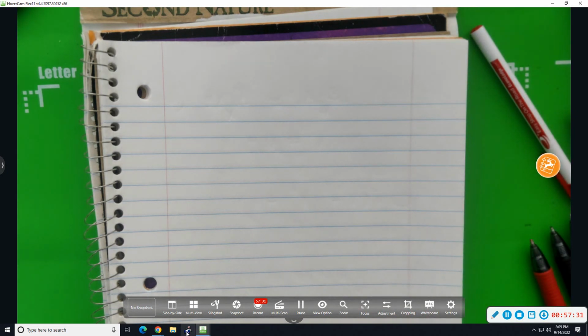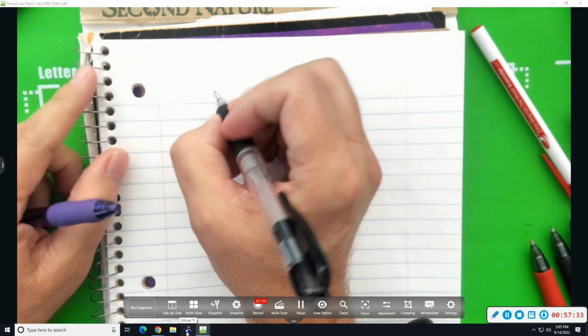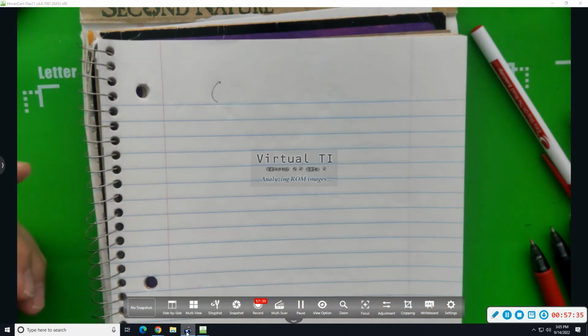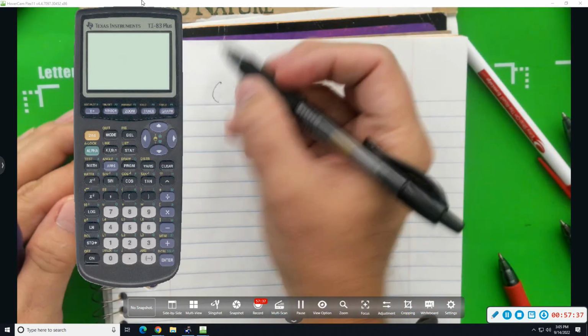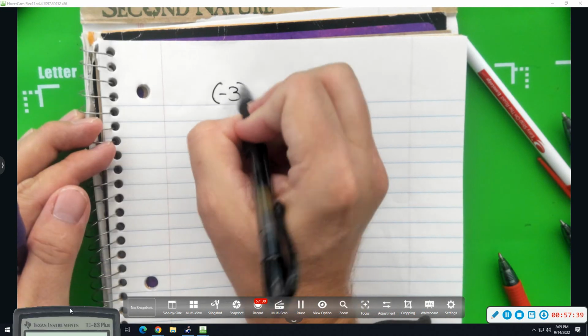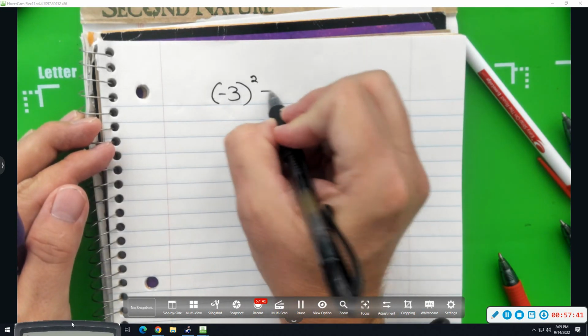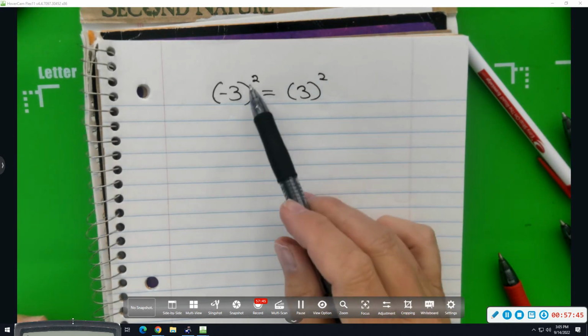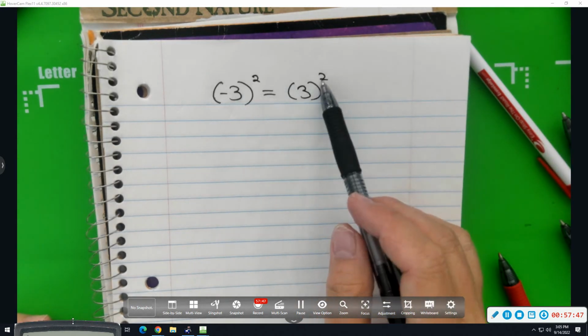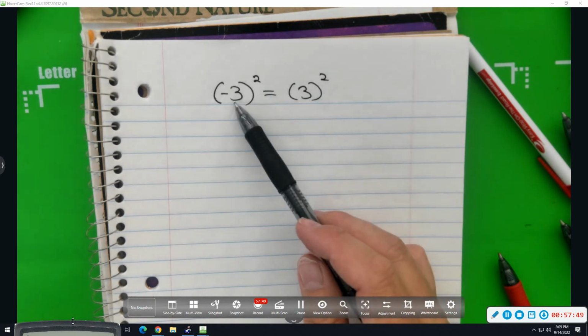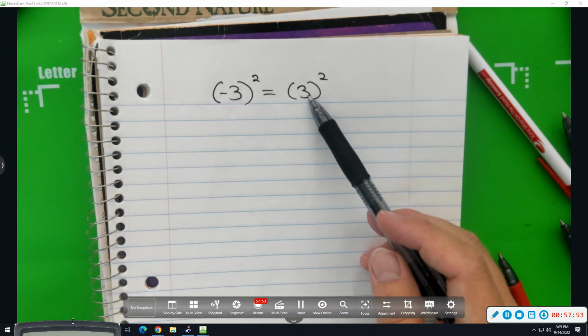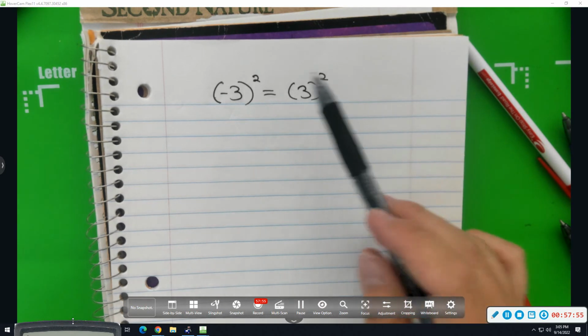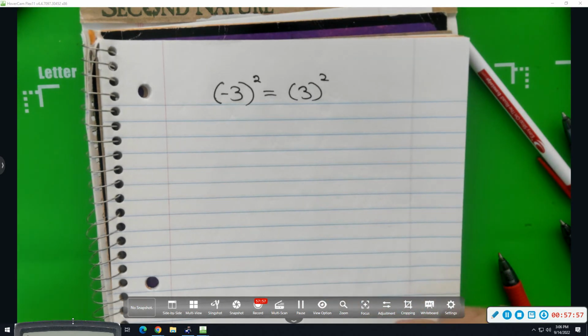Let's see, I claim that this following statement, negative 3 squared is equal to positive 3 squared, as long as we have those even exponents. Do you agree? That's a true statement. Negative 3 times negative 3 is positive 9. 3 times 3 is positive 9. So as long as you have that square there, it's a true statement.